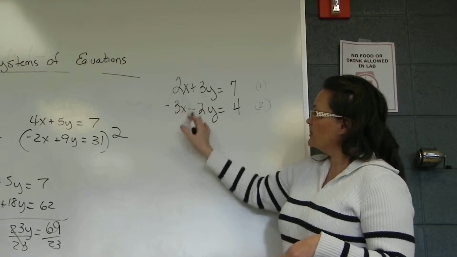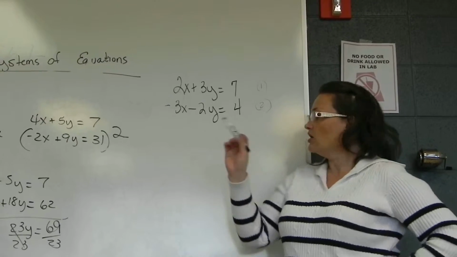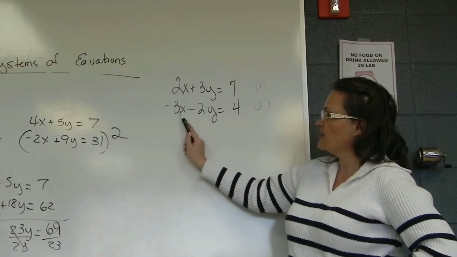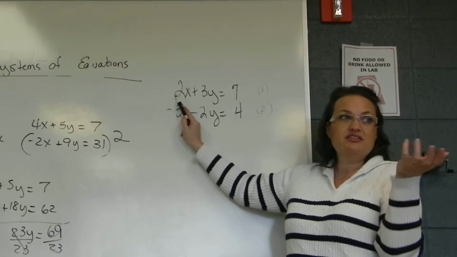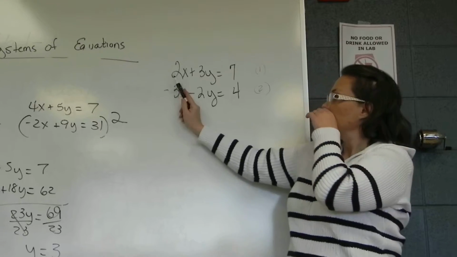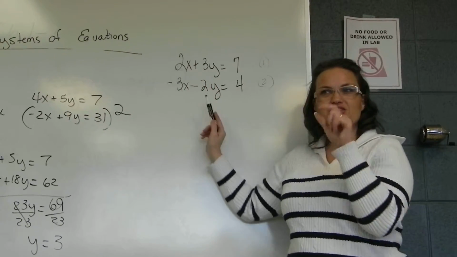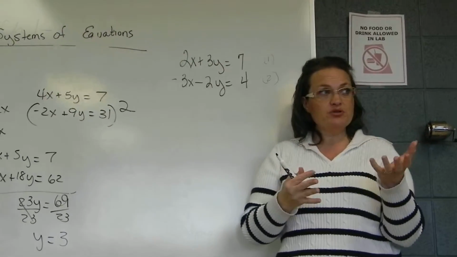If I add straight down, nothing cancels out, so I can't do that. But I also don't have the luxury of only timesing one equation by something that makes it 3. Like, what can you times 2 by that makes it 3? Nothing nice. You can times it by a fraction. What can you times 3 by that makes it 2? You can't make those match up easily. So what I'm going to have to do is do something to both equations.